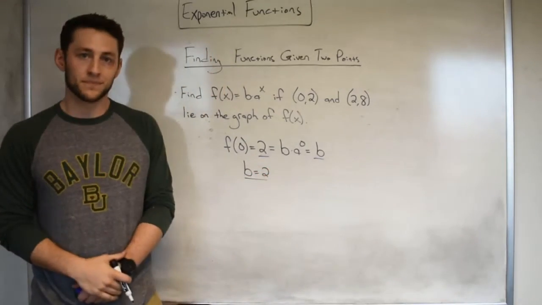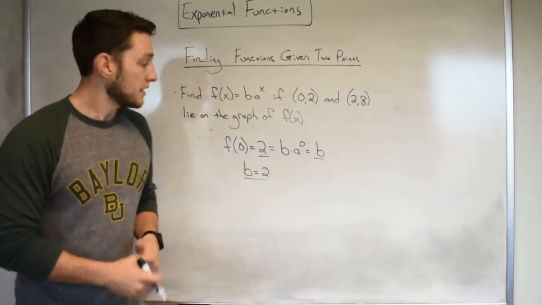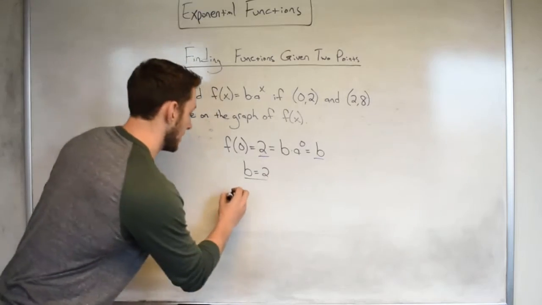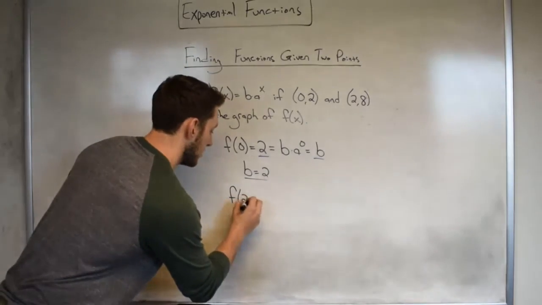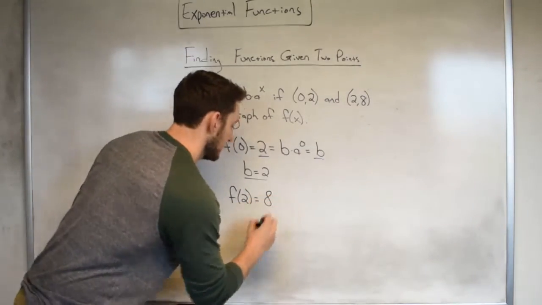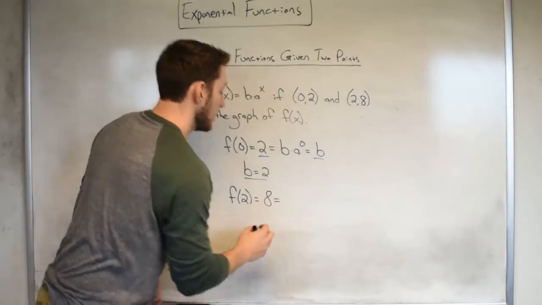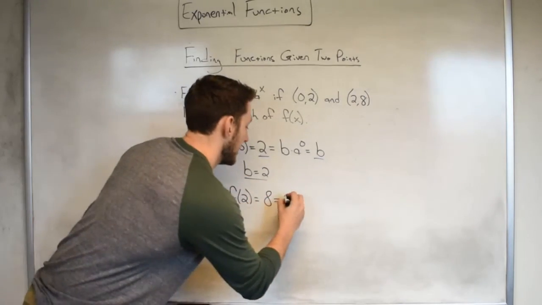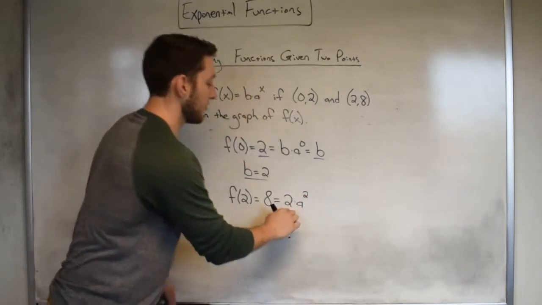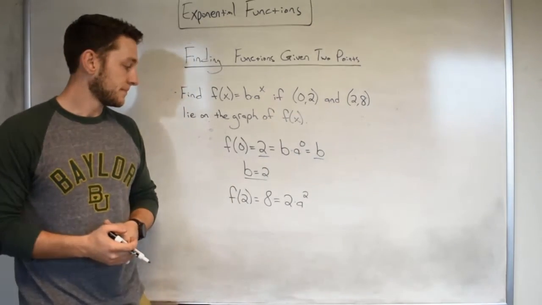b is 2. Now in order to get a, we actually have to use this other point, (2, 8). But we're going to do a very similar thing to what we did right here. If I plug in 2 to my function, I know that my answer will be 8. Now if I actually plug in 2 to it, plugging in 2 for b, I'll have 2 times a squared. Plugging in 2 for b from this line, and 2 for x from this point right here.